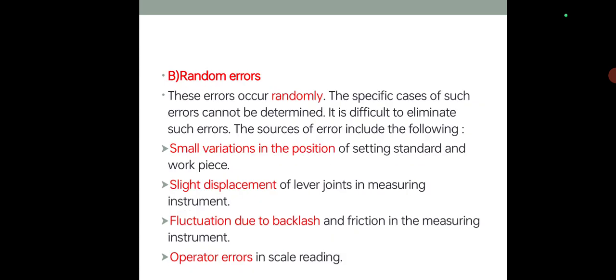And the last one is random error. These errors occur randomly. This type of error we cannot eliminate completely. Examples are small variation in position of setting standard under the workpiece, slight displacement of the lever joints, and also fluctuation due to backlash and friction in the measuring instrument, and operator errors in the reading taken from the scale.